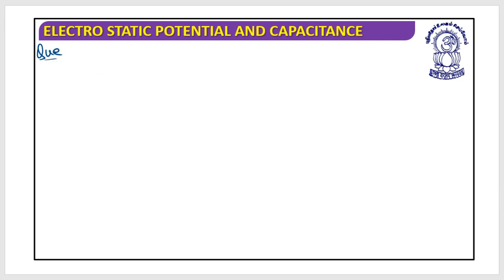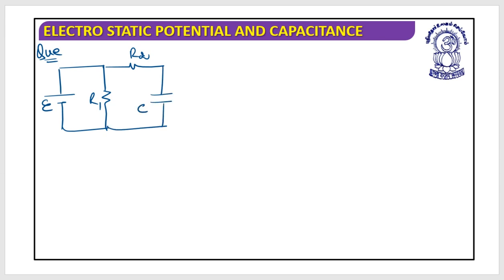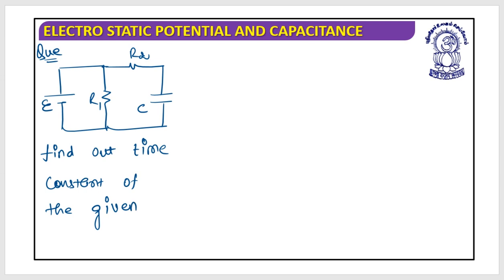Next question. Suppose the situation is something like this. It's an E battery. Let's say this is R1. Let's say this is R2. And the capacitor has been connected over here. So again the same question: find out the time constant of the given circuit.